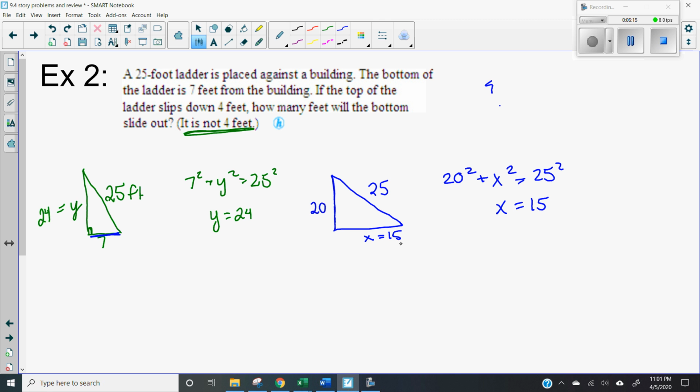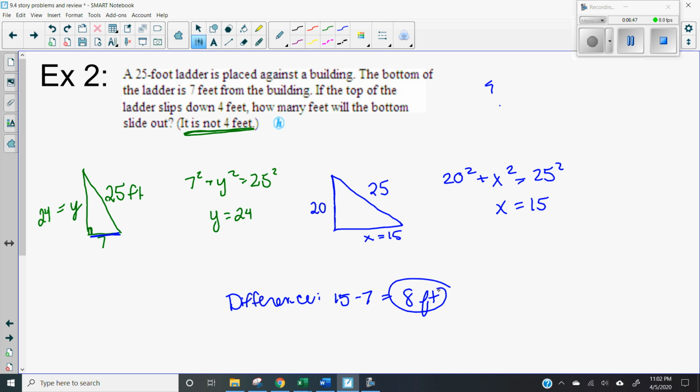For this one, this is a 3, 4, 5, but 5 times bigger. So instead of 3, 4, 5, we've got 15, 20, 25. Now, just to answer the question, how many feet will the bottom slide out? We just need the difference between those two lengths. So it went from, oops, I'm writing a 2 there, 7 feet initially to 15 feet. The difference of that is 8 feet.